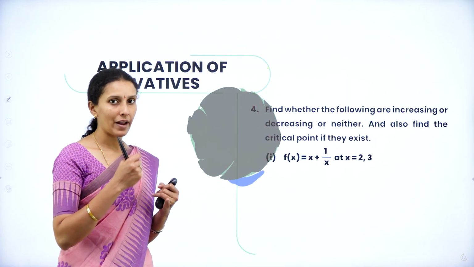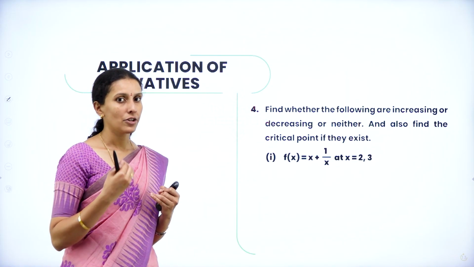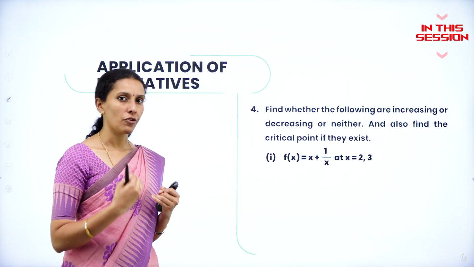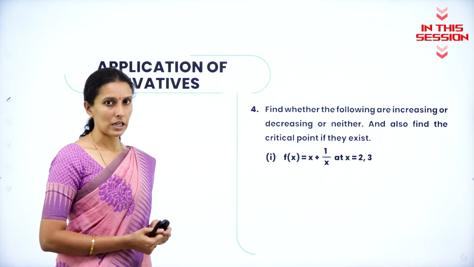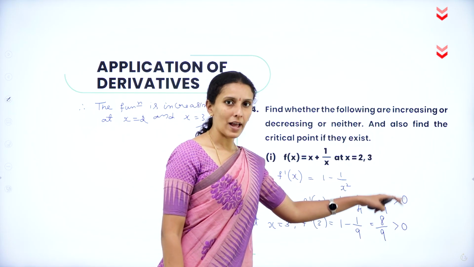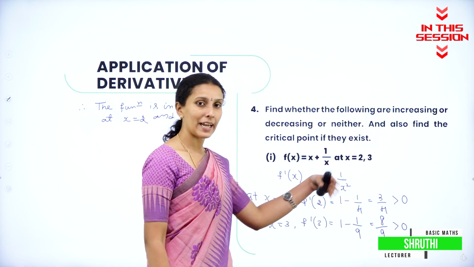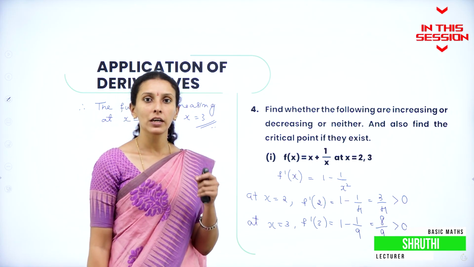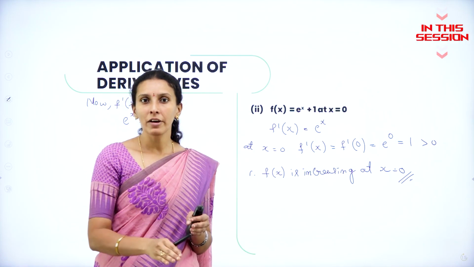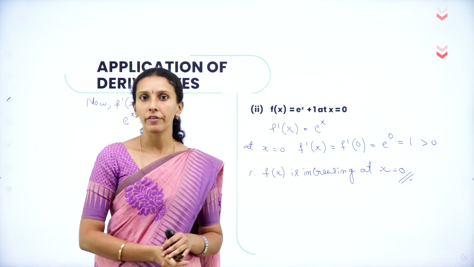We need to find out f dash of x greater than 0, f dash of x less than 0, f dash of x is equal to 0. If it exists, we need to find the critical point. We got the positive values, that is f dash of x is greater than 0, so therefore it is an increasing function. Now let's find out the critical point if exists. Exponential function can never become 0 for any point of x.